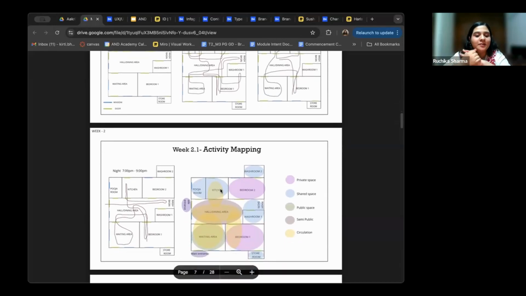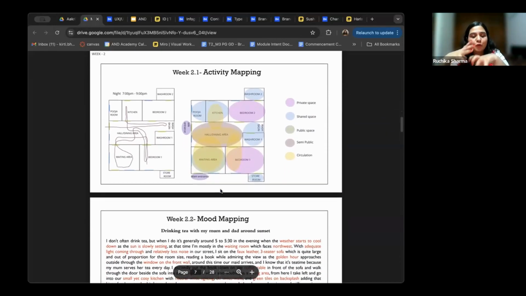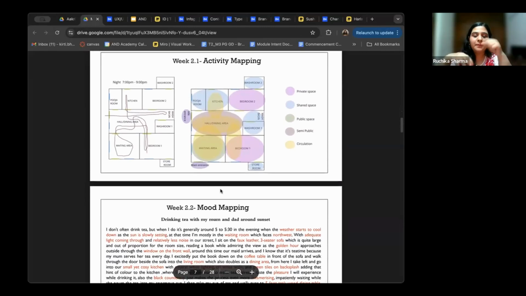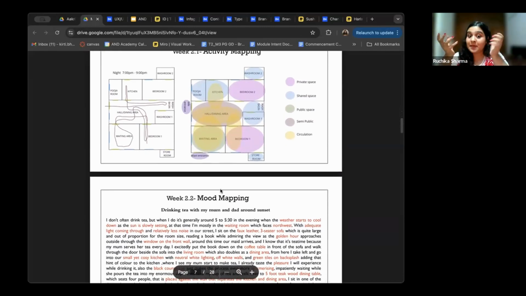Let's keep going lower. So this again is a bit of zoning where we will understand what is public, what is private, what is semi-private.